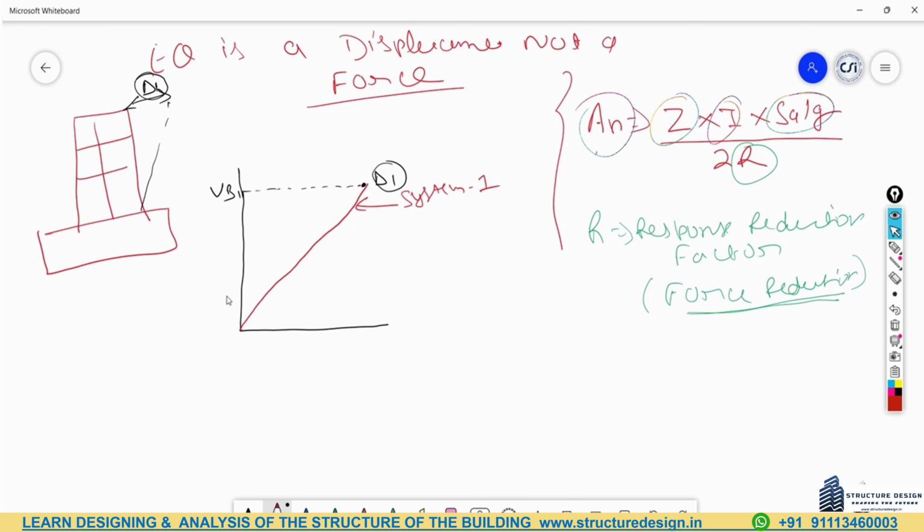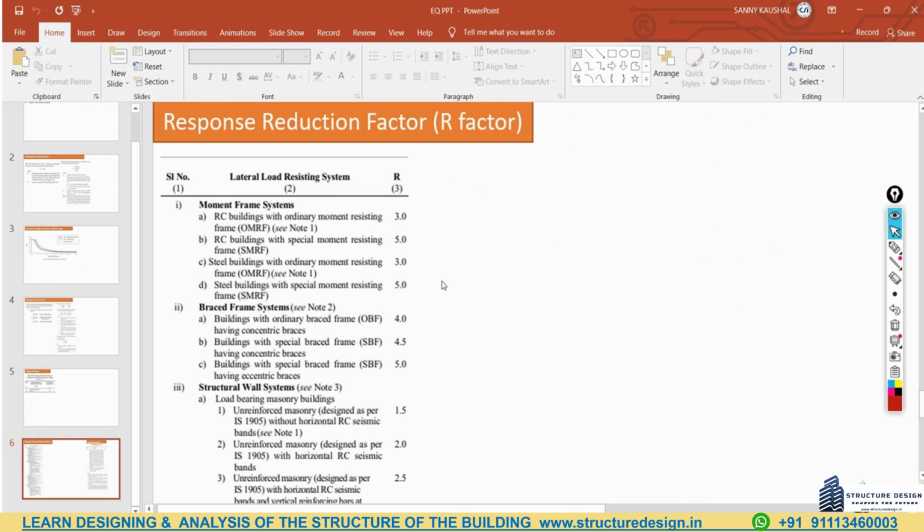So this is system 1, and in this system 1 I have designed my building with a delta 1 displacement with VB1 forces. Let's suppose this is any system which I name as system 1. Let's suppose that another system comes. I mean to say, system here means a different load resisting system.